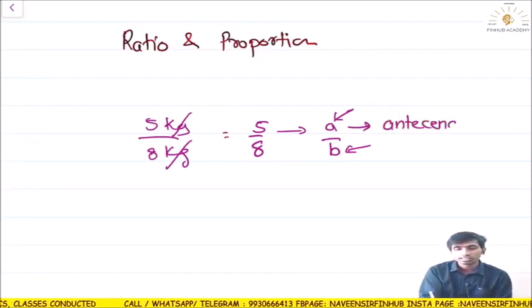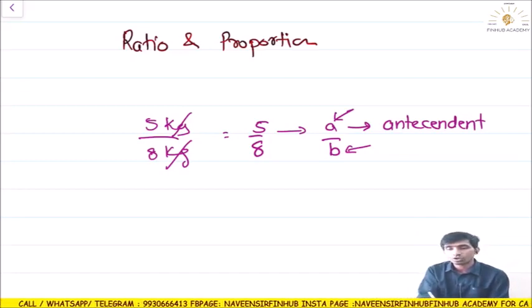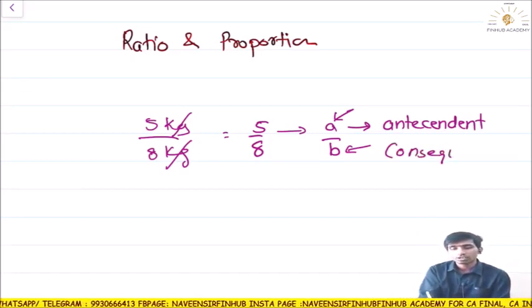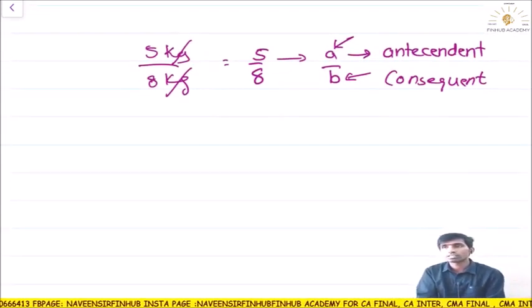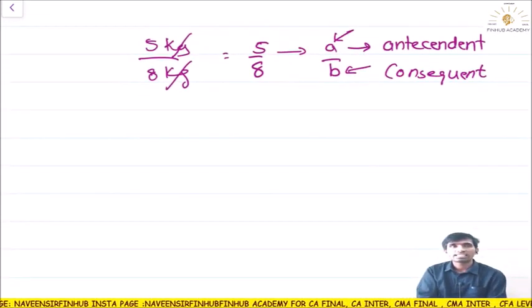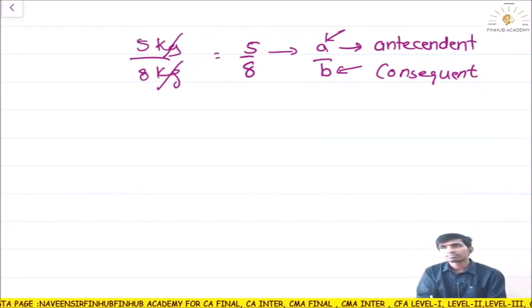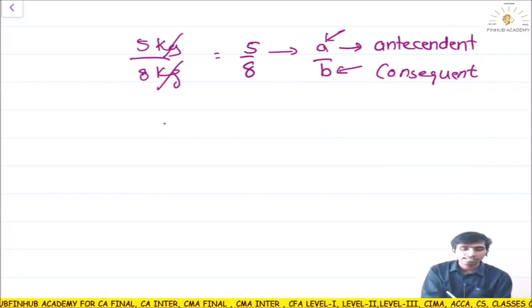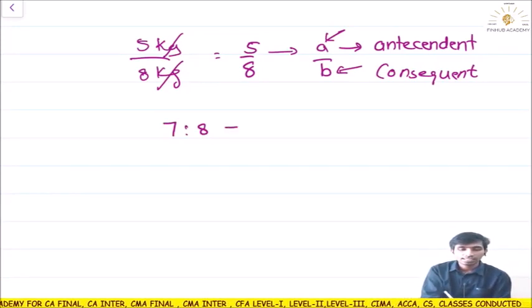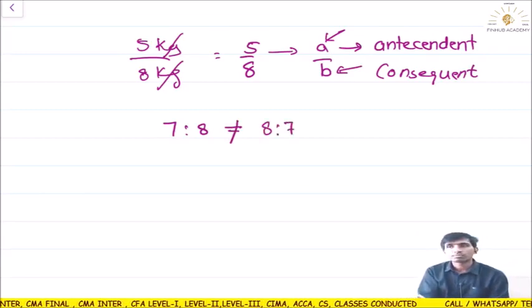Antecedent. You can note this. A is called the antecedent, and b is called the consequent. Please write this. Antecedent and consequent. When I say 7 is to 8, this is not equal to 8 is to 7. Okay, the reciprocal can't be equal.